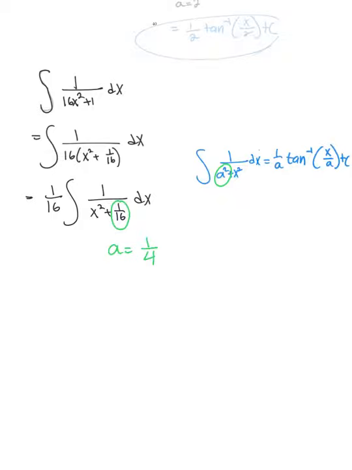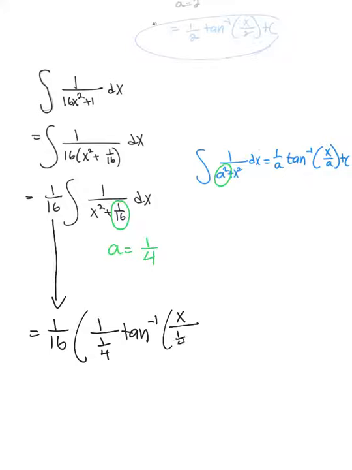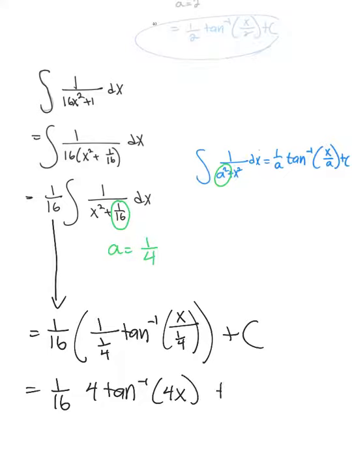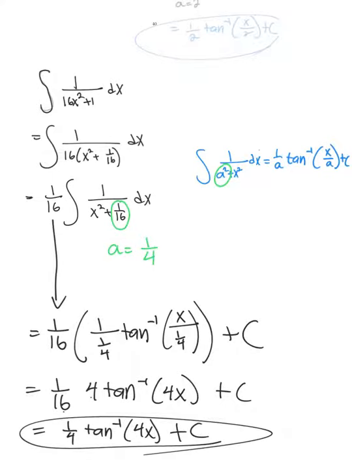All right, so now let's continue on with that. This 1 over 16, excuse me, is going to stay. And then I have to do this integral. And that integral is 1 over a times tangent inverse of x over a. You just have a little bit more complicated of an a. So then I simplify this. I have 1 over 16 times 4 tangent inverse of 4x. That's how you divide fractions, of course. And then that'll become 1 over 4, because 4 over 16 is 1/4. Tangent inverse of 4x plus a constant. Whew. Ta-da.